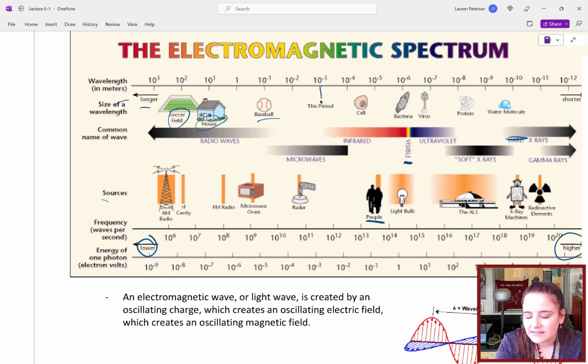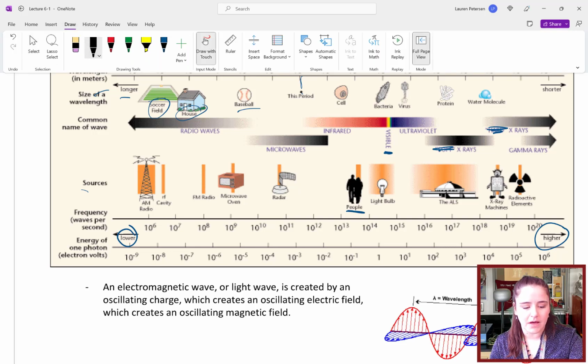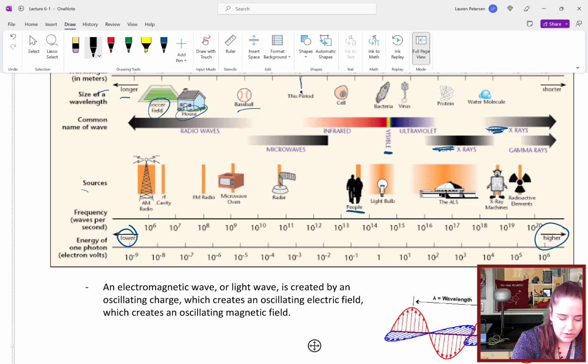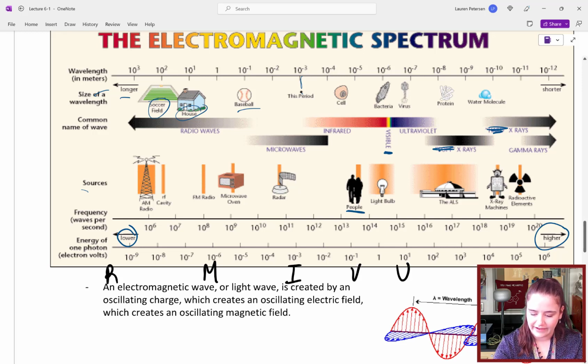Typically, we do not make the distinction between soft X-rays and hard X-rays. We just call them X-rays. But we do need to know the general order of the electromagnetic spectrum. So I have two different mnemonics for you to choose from for memorizing the electromagnetic spectrum, from radio waves to microwaves to infrared to visible to ultraviolet to X-rays to gamma rays.